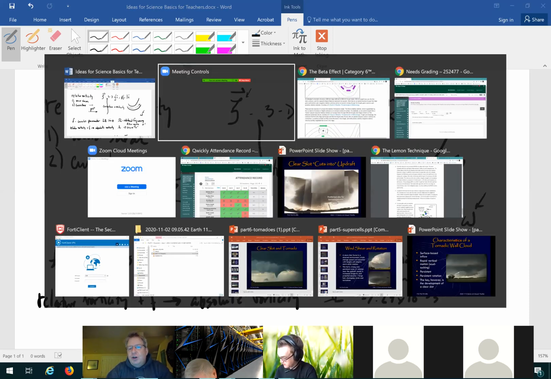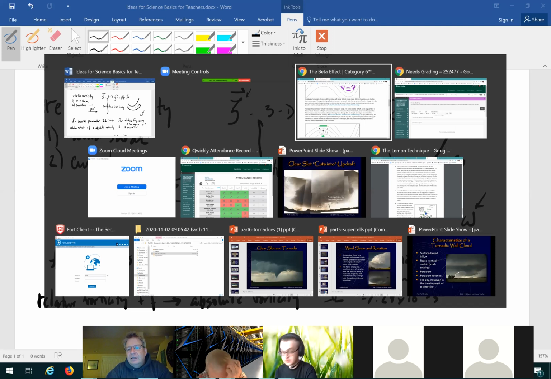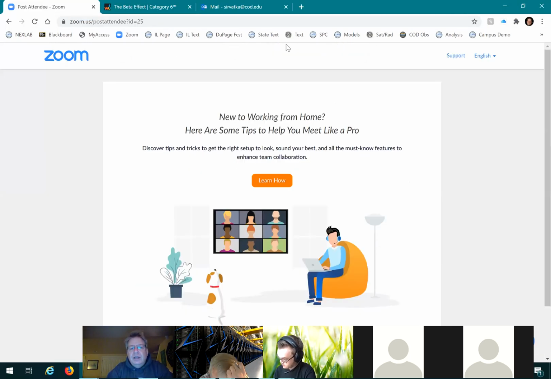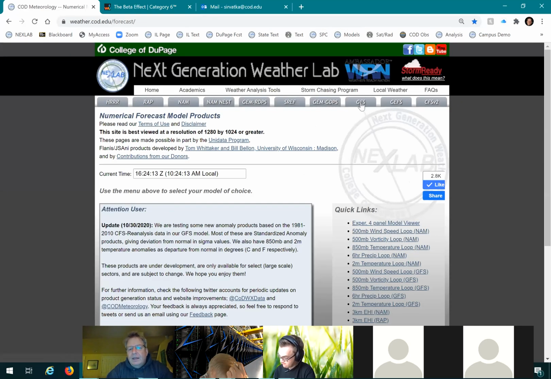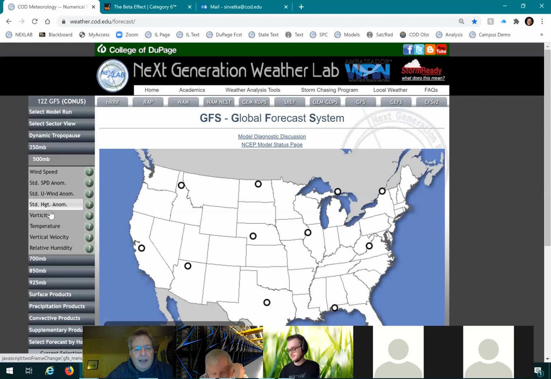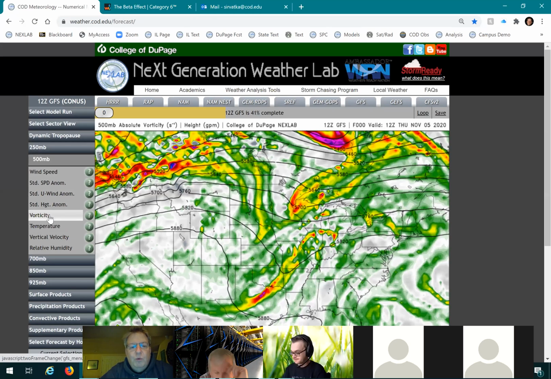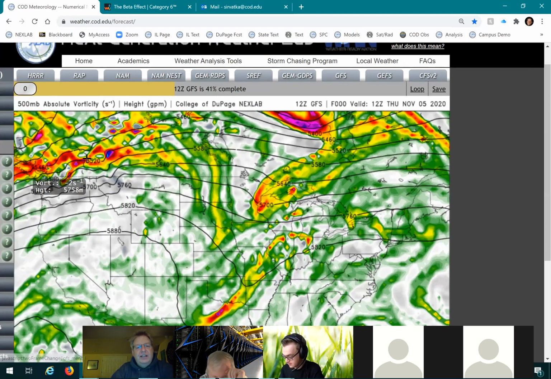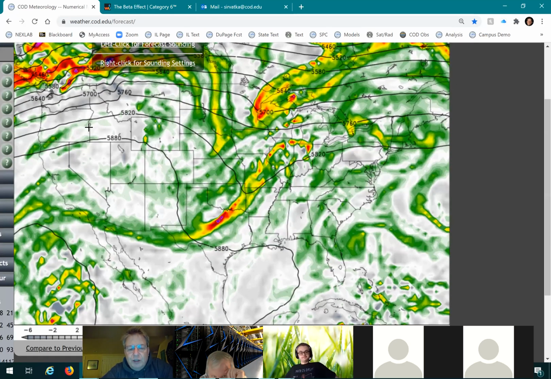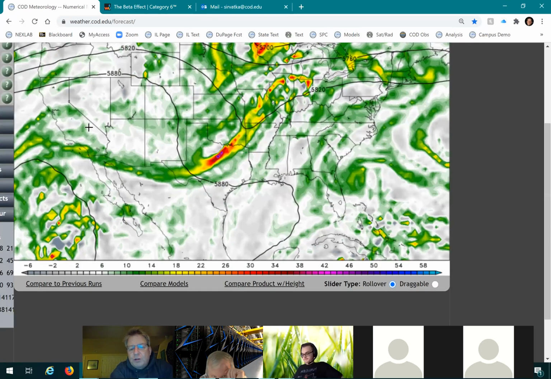So I want to show you something. Let's go to the models. Let's go to the GFS, and we'll go to 500 millibar, and I say vorticity, okay? But what does it say? What kind of vorticity is this? Absolute. It's absolute vorticity. And the reason is, if you look at the scale down here, almost all the vorticity is going to be what?